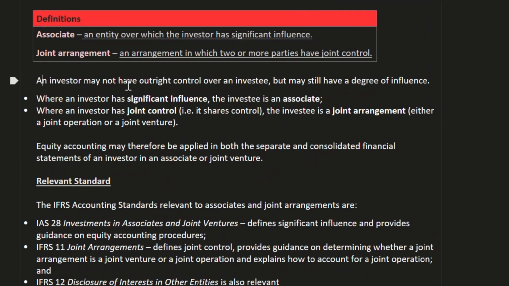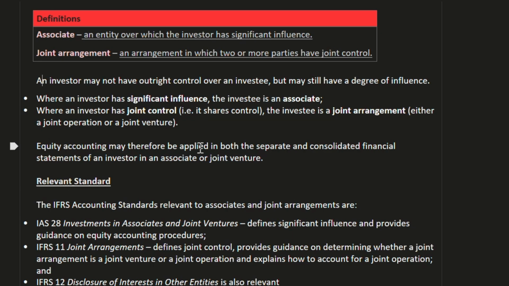Now, an investor may not have outright control over an investee, but may still have a degree of influence. Where an investor has significant influence, the investee is an associate. So when the investor has significant influence, the investee will become an associate. Where an investor has joint control, for example shared control, the investee is a joint arrangement, either a joint operation or a joint venture.